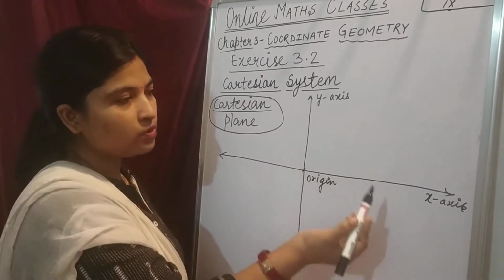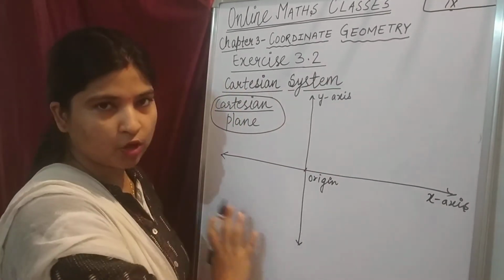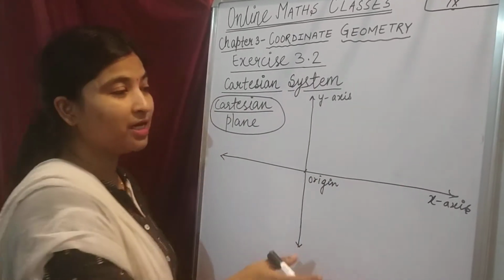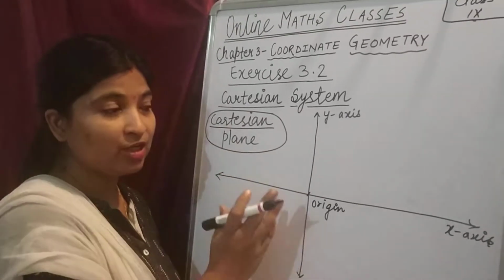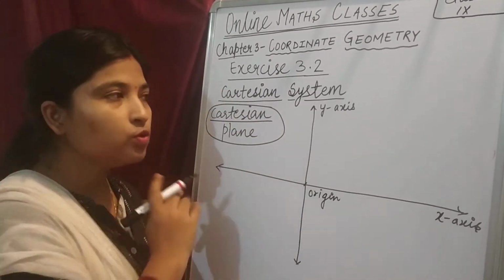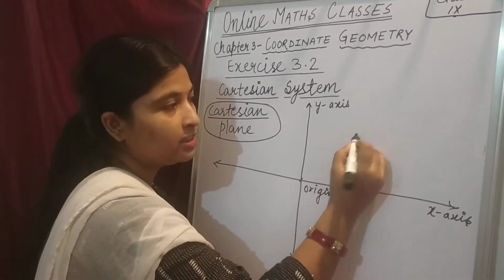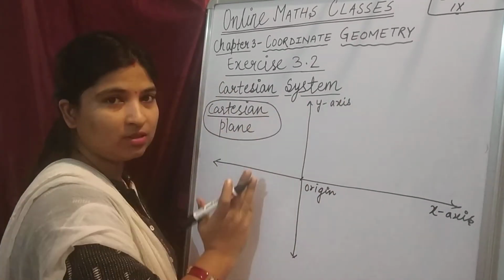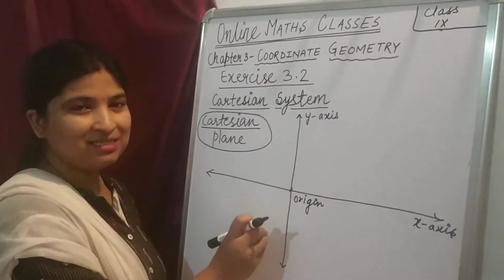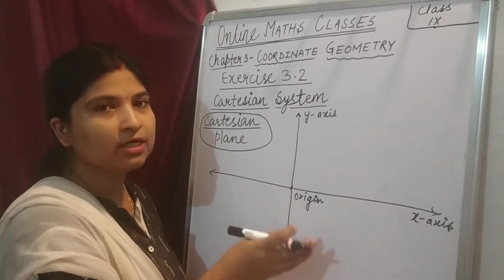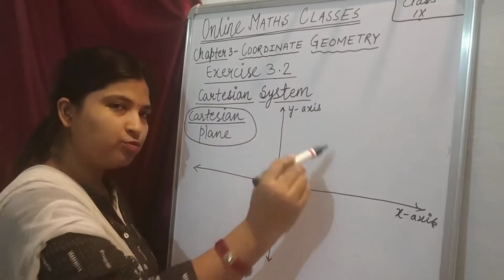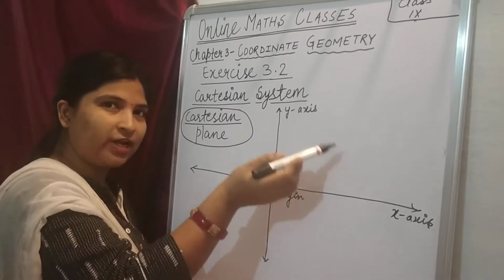Now can you see that this plane has been divided in 4 parts by these two perpendicular lines or these two axes, that is x axis and y axis. What are those 4 parts? Can you see that this is your first part, second part, third part, fourth part. Whenever we are doing Cartesian plane, we have to see the condition that we are always moving in anti-clockwise direction. We don't have to move like this. We always have to move like this.